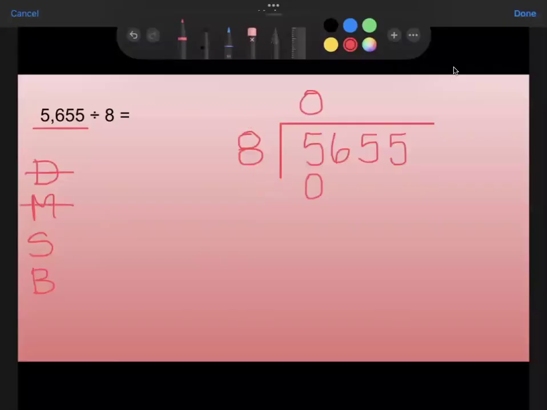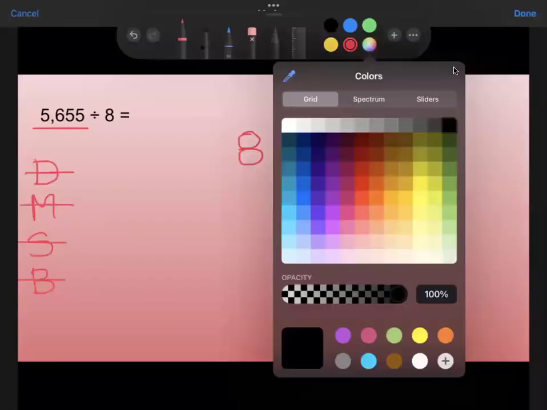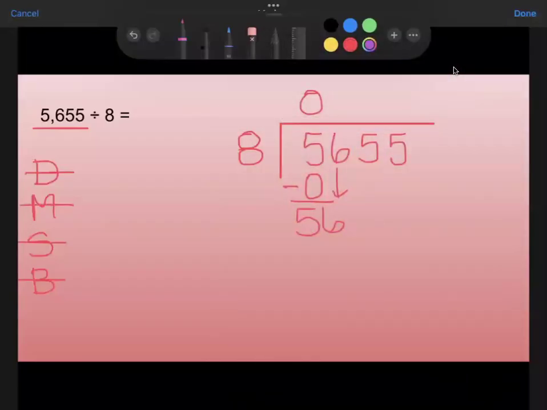So that's the multiplication step. Next step is to subtract. So I'm going to go ahead and do 5 minus 0, which is 5. Next step is to bring down. So I'm going to bring down that 6 and put it here. And I have completed all 4 steps. Now it's time to go back and repeat the steps because I'm not quite done yet. So I'm going to pick a different color so the second step stands out a little bit more.